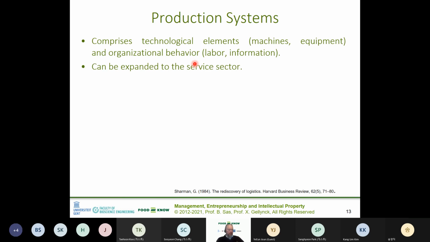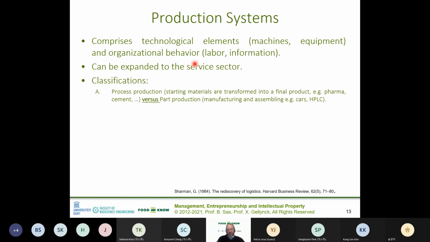And of course, whether you have goods produced, so tangible articles, or you're in a service sector, it doesn't make a difference. So all principles still apply. You have different classifications of production systems. First is a process production, where starting materials are transformed into a final product. So for instance, you have chemical reactors in the pharmaceutical industry, where you can have different reactants or ingredients resulting after a reaction process, which you have different types, into a synthetic new product.